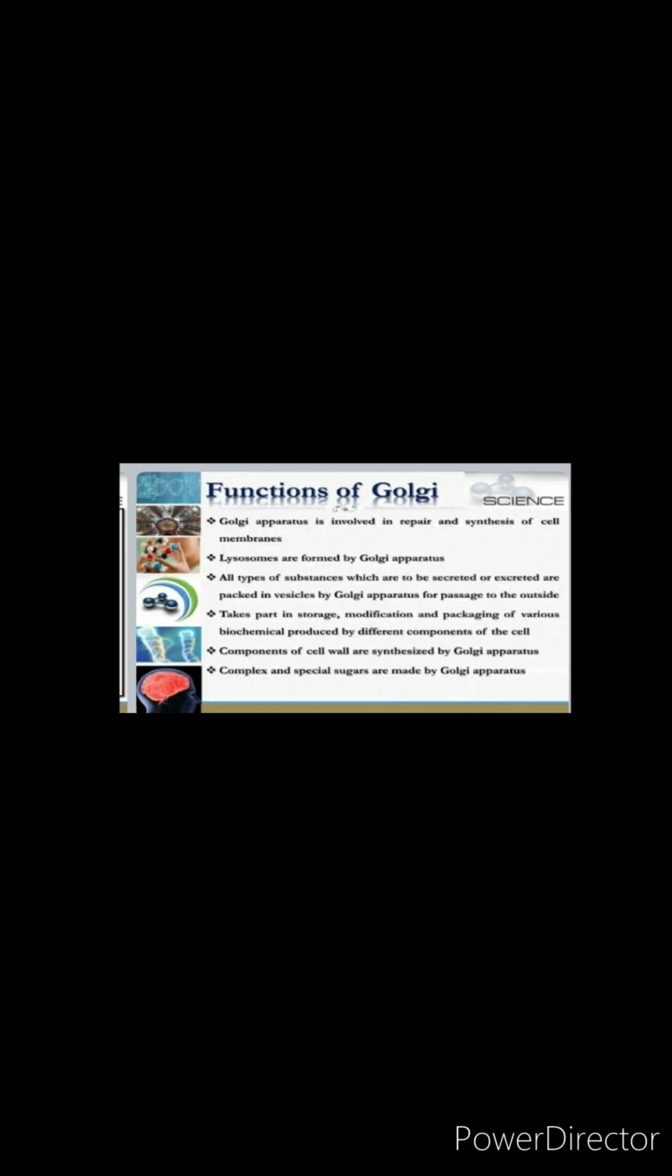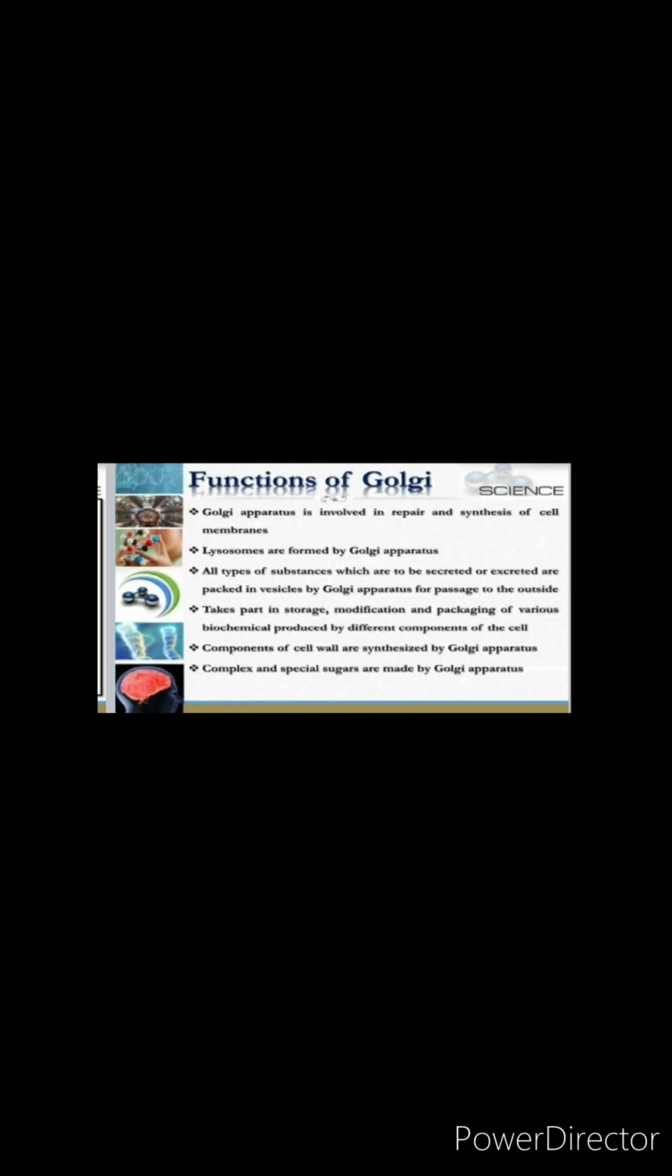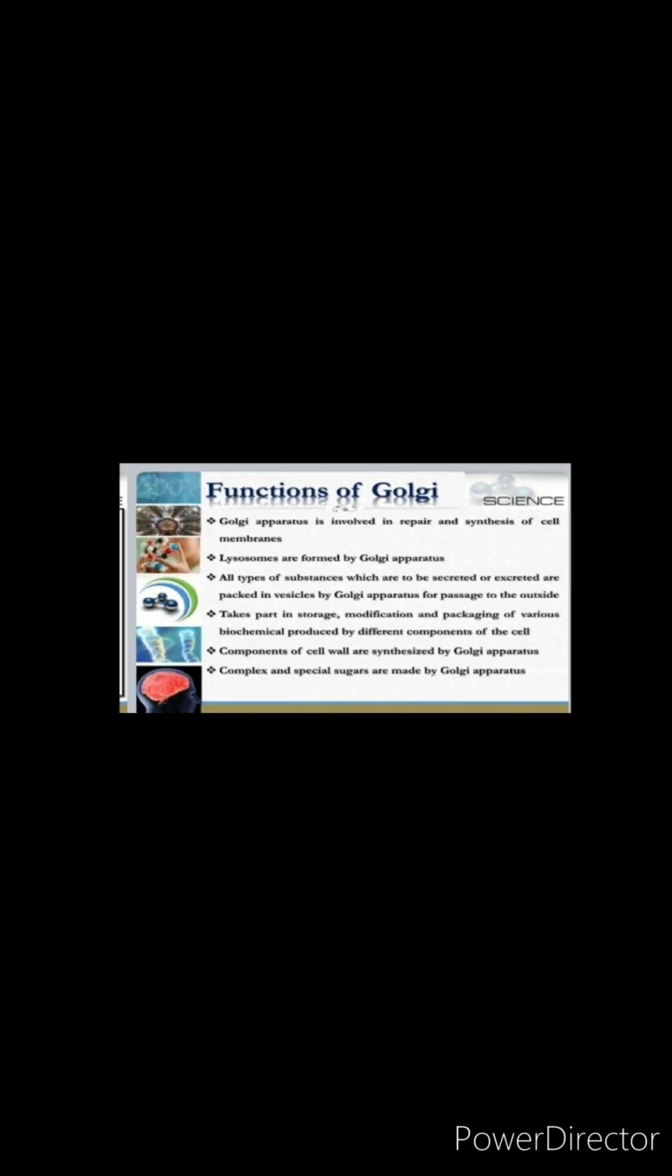So what are the functions of the Golgi apparatus? Let's see. Lysosomes are formed by the Golgi apparatus, which are the suicidal bags, and all types of substances which are to be secreted or excreted are packed in vesicles by the Golgi apparatus for passage to the outside. It takes part in the storage, modification and packaging of various biochemical products of the cell. Complex and special sugars are made by the Golgi complex. So it is the synthetic organelle, we can say.